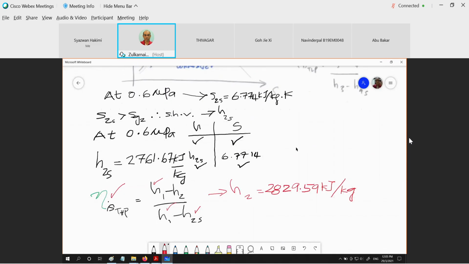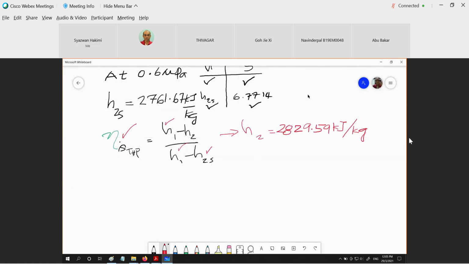Now we are going to solve for H3. Can someone read for me? Just read from the table. H3 is equal to 3166.1.